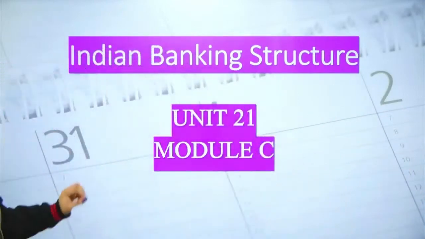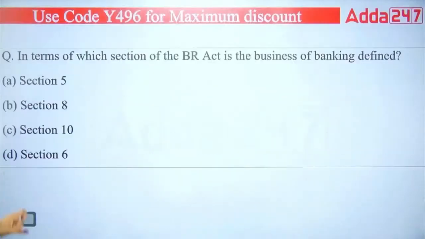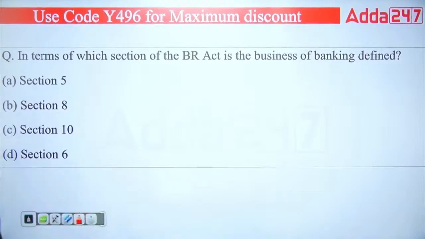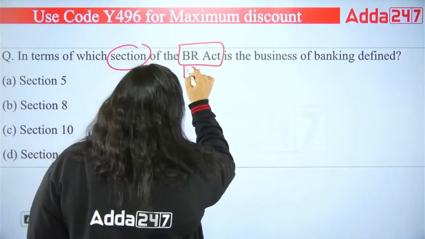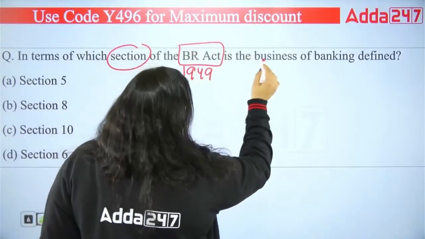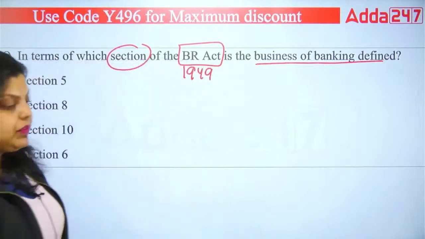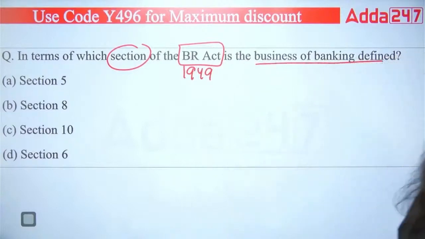Now we are going to move forward and practice certain questions on the same knowledge. So the first question you have is: in terms of which section of the Banking Regulation Act that came in 1949 is the business of banking defined? Do remember when we are practicing questions, do not only focus on the question and options, also focus on the explanation I am giving. Okay, explanation is also important.